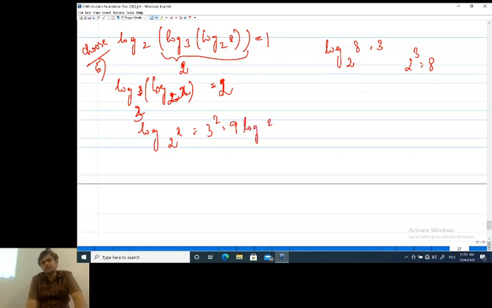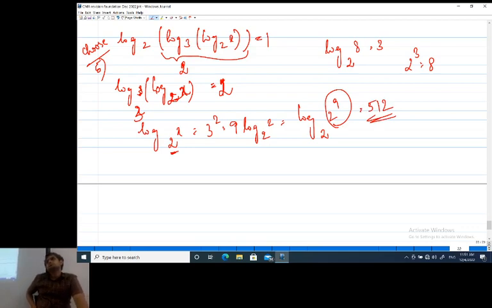Now I can write this as 9 times log of 2 base 2. Log of 2 base 2 is 1, so 9 into 1 is 9. I take log 2 base 2 because here I have base 2, only then can I compare. So n log a is nothing but log of a power n. This is nothing but log of 2 power 9 base 2. So what is 2 power 9? That's your answer. Right? Phillips, fifth one.